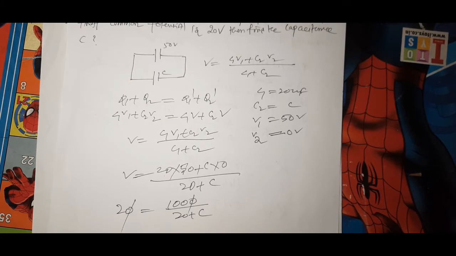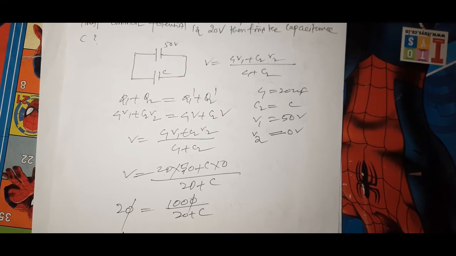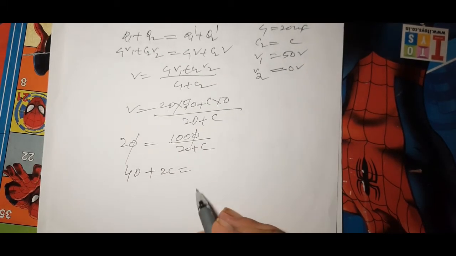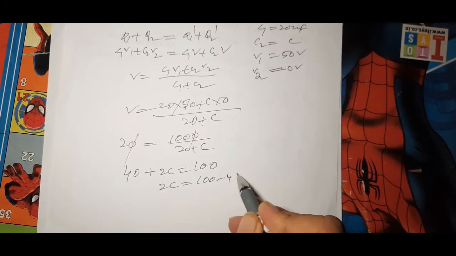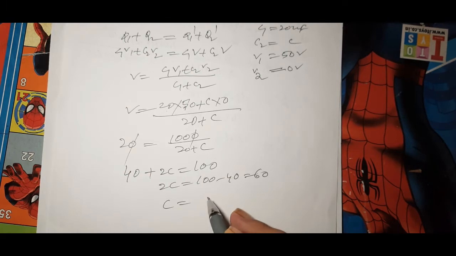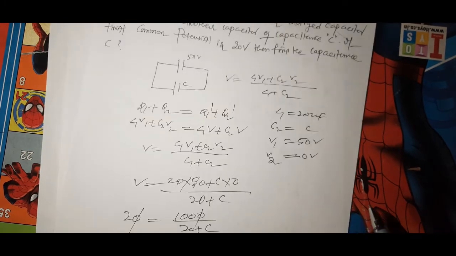Okay. So here 20 into 2 is equal to how much? 40, plus 2C is equal to 100. 2C is equal to 100 minus 40, that is equal to 60. C is equal to 60 by 2, that is equal to 30 microfarad. This is the correct option, 30 microfarads.